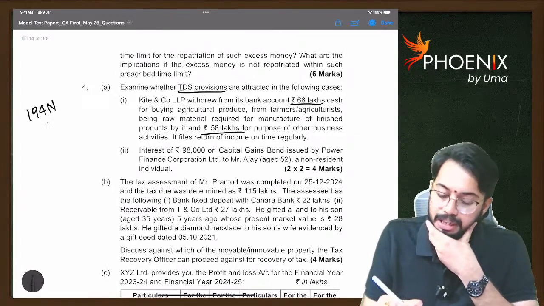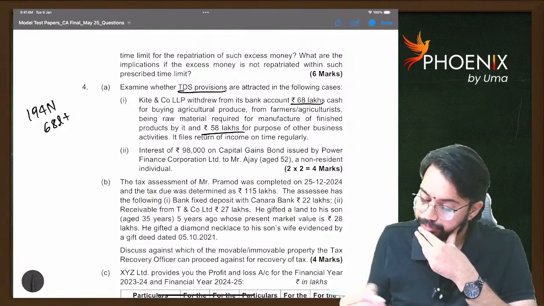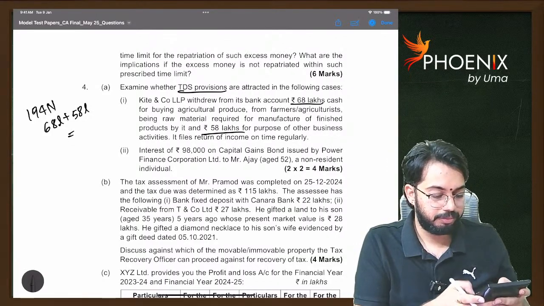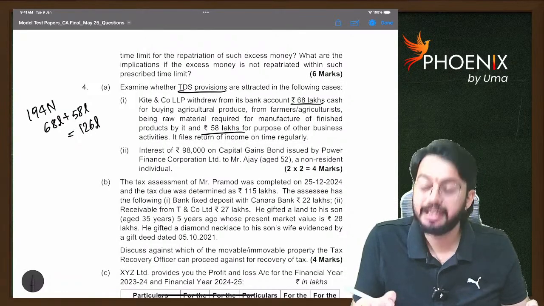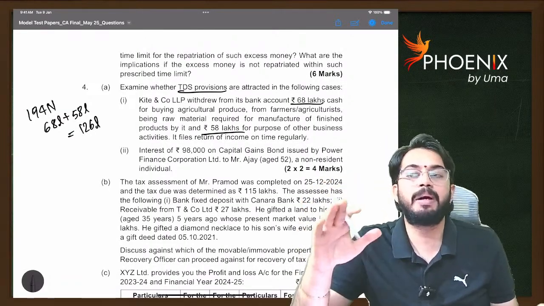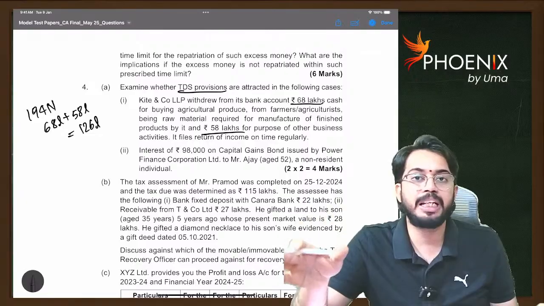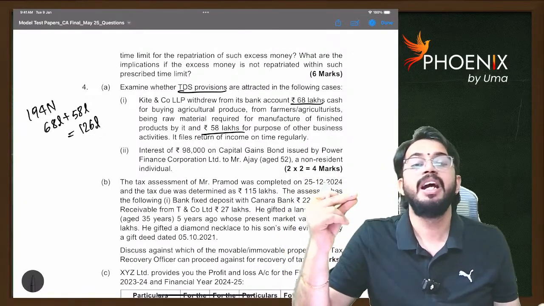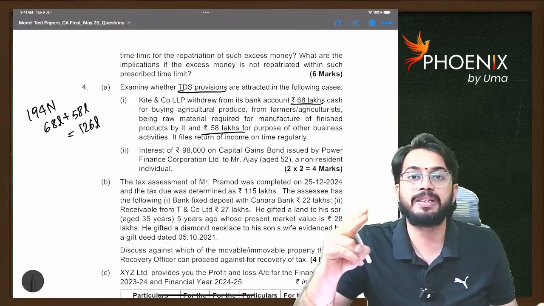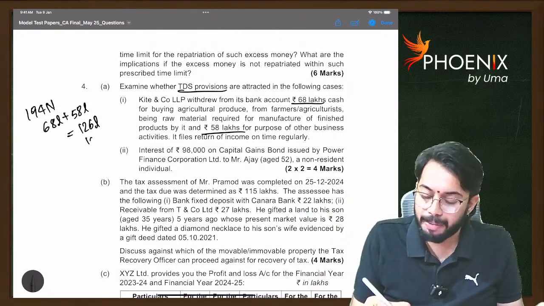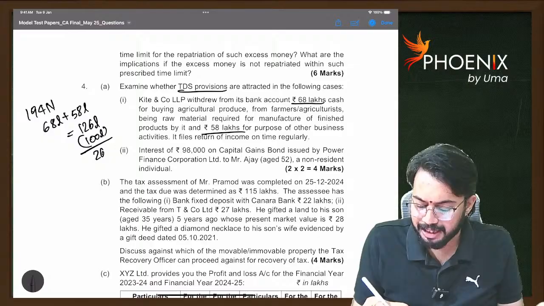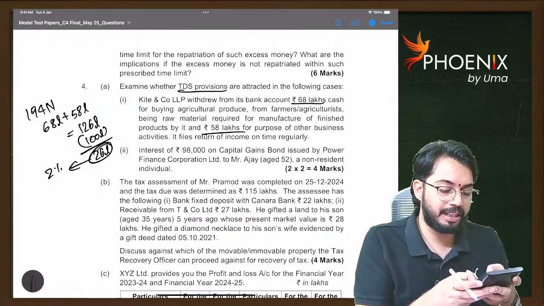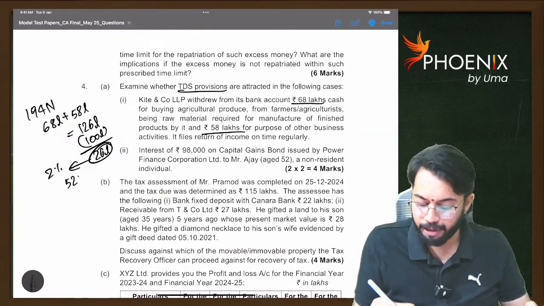Okay. Now 68 lakhs plus 58 lakhs. How much is total? 126 lakhs. See, whether it is withdrawn for agriculture purpose or whether it is withdrawn for business purpose, not relevant. For any purpose, if you withdraw cash more than 1 crore rupees, TDS will be deducted at the rate of 2% in excess of 1 crore. Now, how much is in excess of 1 crore? 26 lakhs. On 26 lakhs, 2% TDS will be deducted. 26 lakhs into 2%, 52,000.